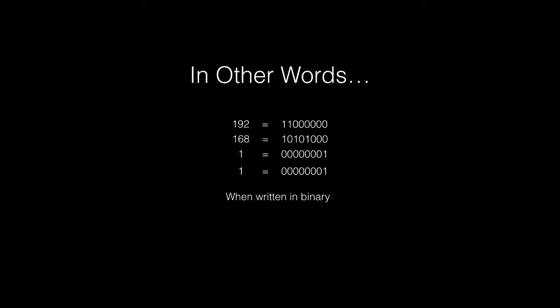So 192.168.1.1 would look like the binary numbers on the right. Again, this is how computers speak with each other. So each octet is 8 bits. 4 times 8 bits equals 32 bits. This is often called 32-bit addressing.